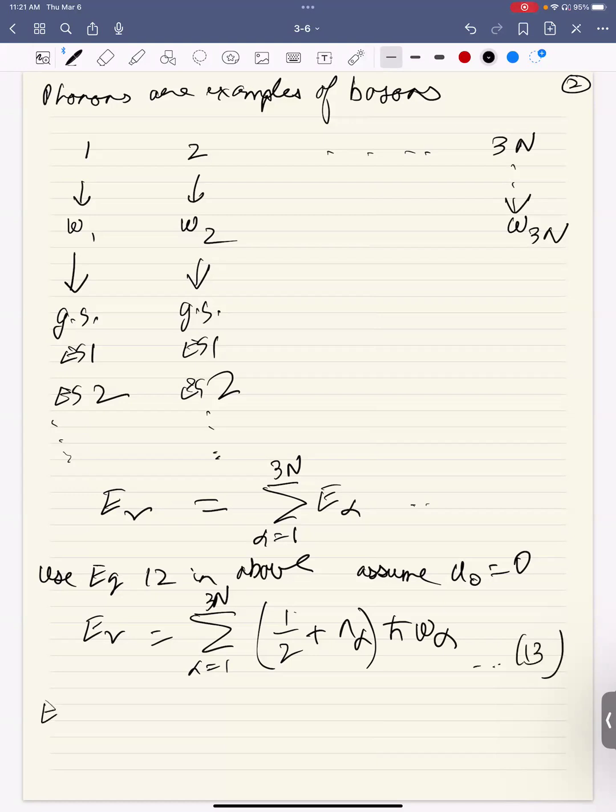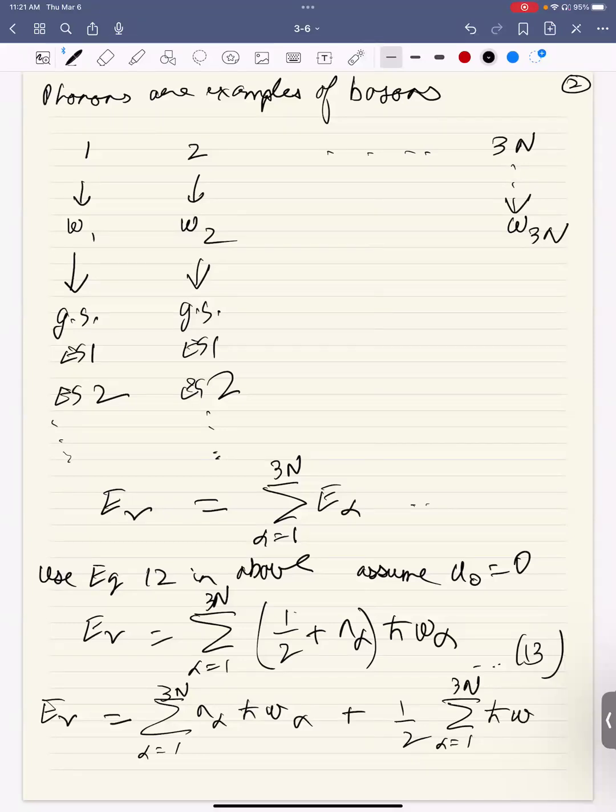I won't skip equation numbers from here with a high probability. So E nu is now, we split the summation in two parts. It is summation alpha is equal to 1 to 3n n alpha h cut omega alpha plus half summation alpha is equal to 1 to 3n h cut omega alpha. Okay.